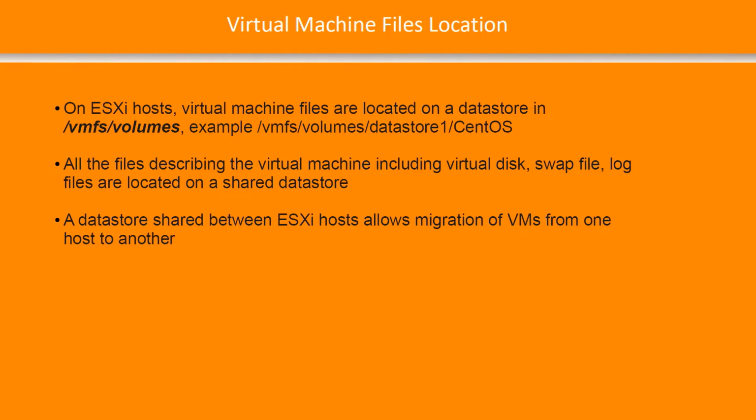All the files describing the virtual machine, including virtual disk, swap file, log, and snapshot files, are all located on a shared data store. And a data store that is shared between ESXi hosts allows migration of VMs from one host to the other.